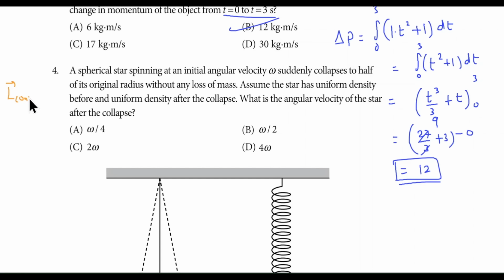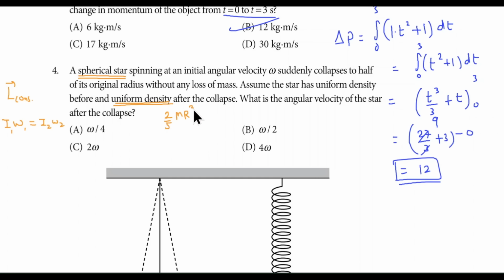Angular momentum is conserved because the net torque is zero, right? And what is angular momentum? Angular momentum is I omega. So I'm going to say that I1 omega 1 should be equal to I2 omega 2. And I, we know, is proportional to m r squared, right? For a spherical object having a uniform density, to be precise, the formula is 2/5 m r squared.